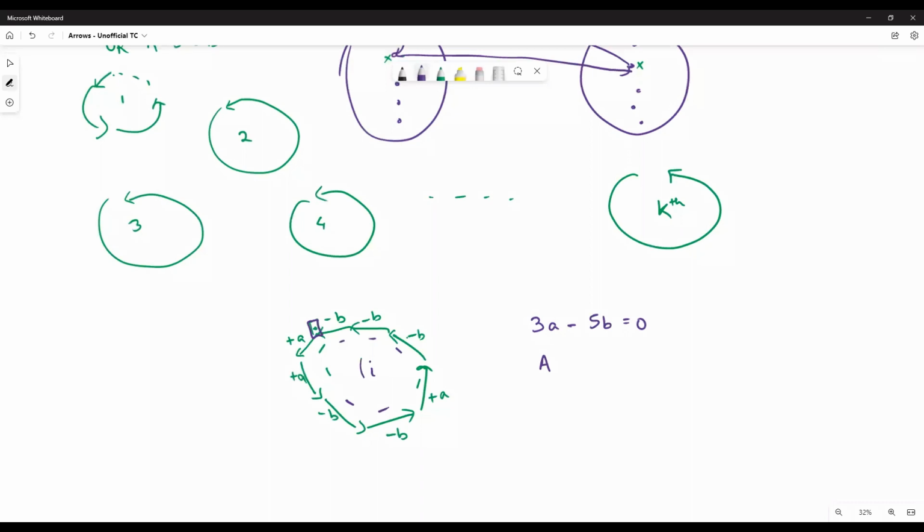Suppose the ith cycle. The cardinality of the elements of A in the ith cycle times A, minus the cardinality of elements of B in the ith cycle times B, equals 0. Note that we can just add them all and get the end result. Precisely. And we can sum over i.